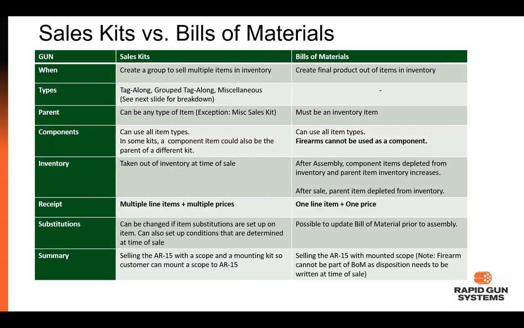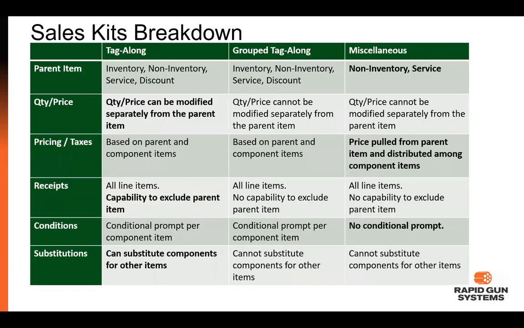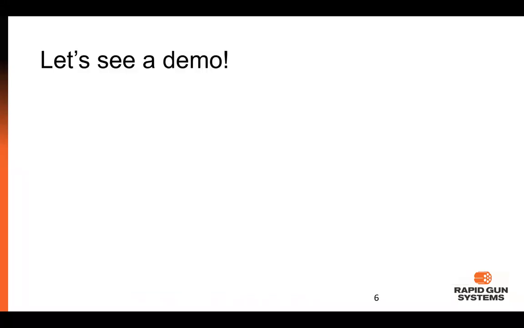So we have 3 types of sales kits, and again, we'll go into detail on these: a tag-along, a group tag-along, and miscellaneous. And Nell's going to share a little bit about some of the differences between them. Yep. So they are mostly similar with just some slight nuance differences. Really where that comes in is quantity and price being modified on certain component items, and whether you want to see the price pulled from the parent item distributed among component items, or even set conditions on these. And we'll actually get in and take a look at this. Good. Let's switch to a demo.